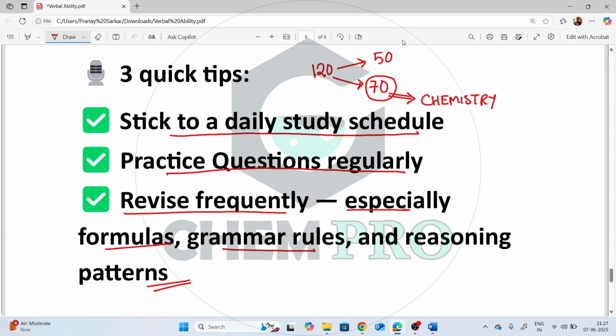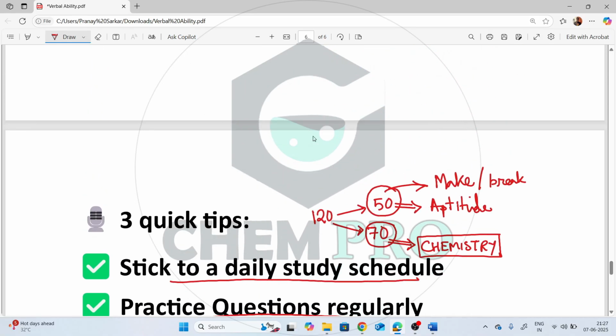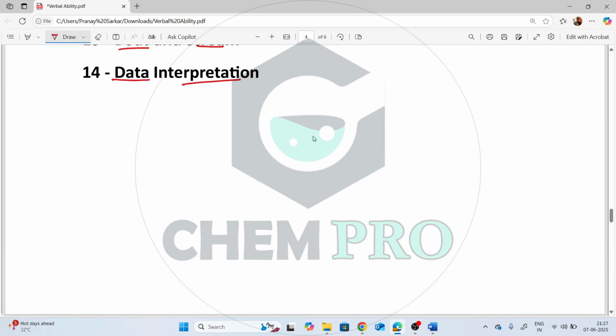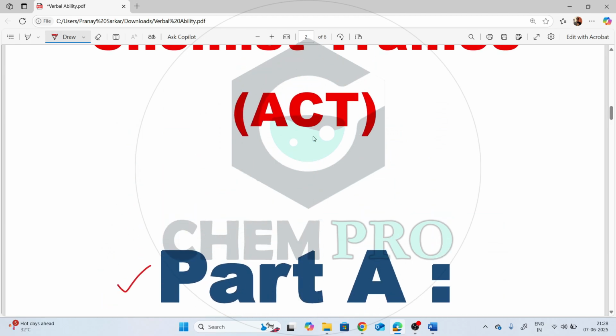So the rank will be decided by the aptitude part. The rank will be decided only based on these 50 questions, because the 70 questions will be very simple and very basic. I think most of the chemistry people can attend. But the aptitude part will be the make-or-break part for you. So you have to be very cautious about the aptitude part, and very cautiously you have to do the practice. Daily practice will be a win-win situation for you.